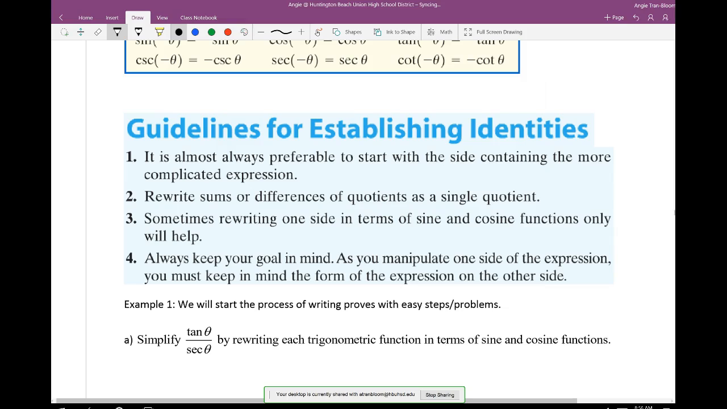Alex, Jordan just read guideline number 1. Okay, guideline number 2. Kira, can you help me read guideline number 2, please? You write sums of differences quotients. Good. Guideline number 3. Can you please, Ms. Gibbs? Sometimes you're writing one side in terms of sine and cosine functions only. And last one, Max, can you help me? Always keep your goal in mind as you manipulate one side of the expression. You must keep in mind the form of the expression on the other side.